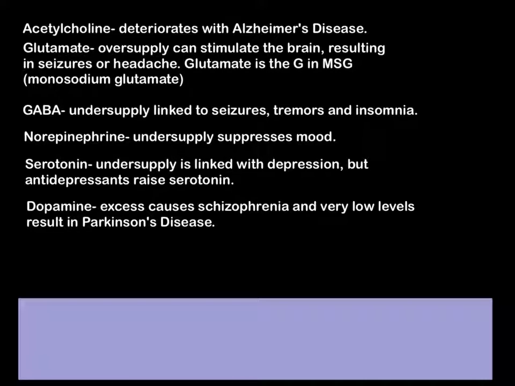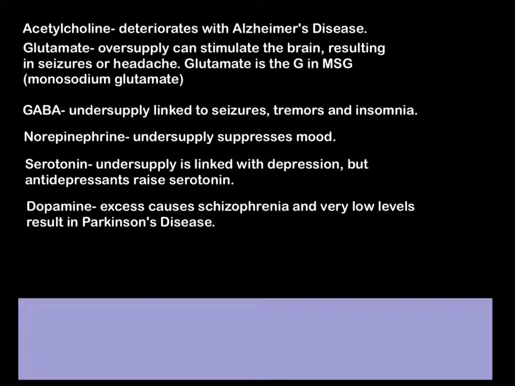An excess of dopamine causes schizophrenia, and very low levels result in Parkinson's disease. If you don't know, Parkinson's disease is a degenerative disorder, again, like Alzheimer's, but it attacks the central nervous system, and it affects movement, and a lot of times with Parkinson's patients, you'll see them have tremors. So now quickly going through, we can see that there's a direct correlation from what the neurotransmitter does to what happens when there's a surplus or deficiency.